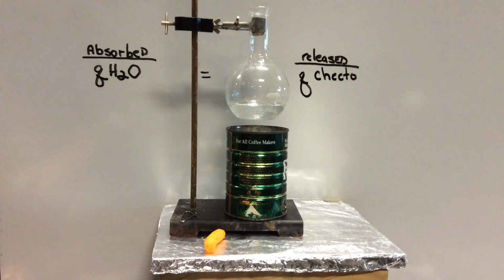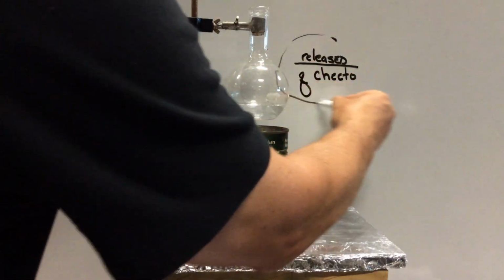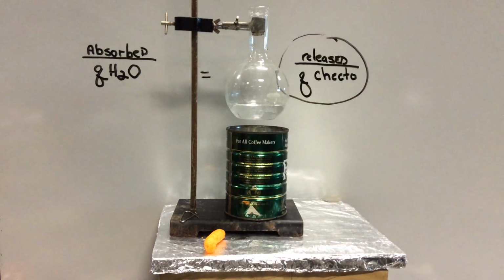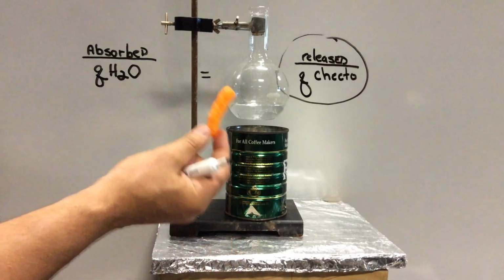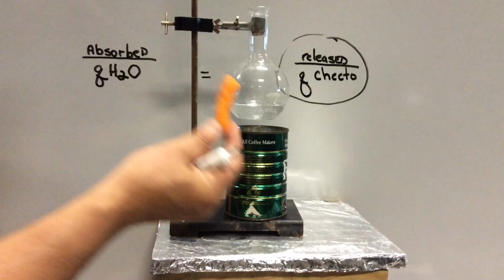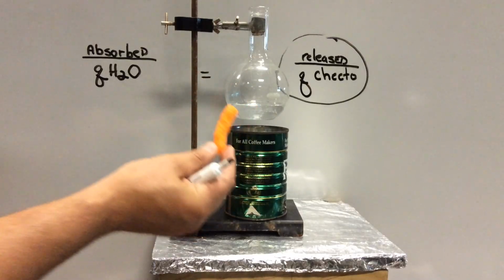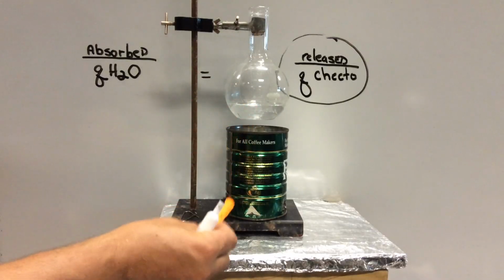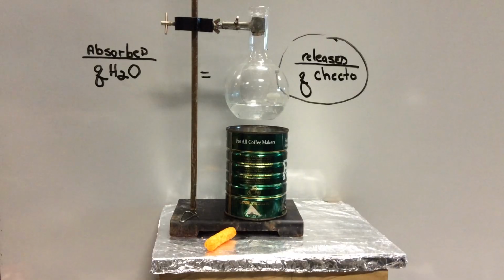And I'm going to use the information about the water. I cannot really use the information about the Cheeto. Why? Because I do not have a specific heat of the Cheeto. I don't have a change in temperature of the Cheeto. The Cheeto, gosh darn it, is going to burn. So information about the Cheeto is hard to grab. But I do know the water.